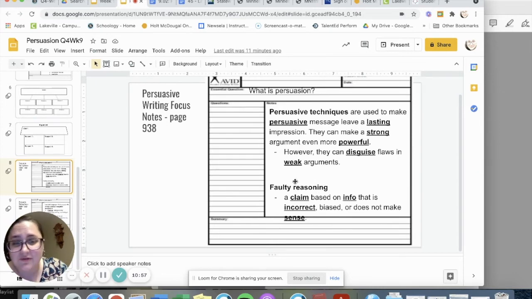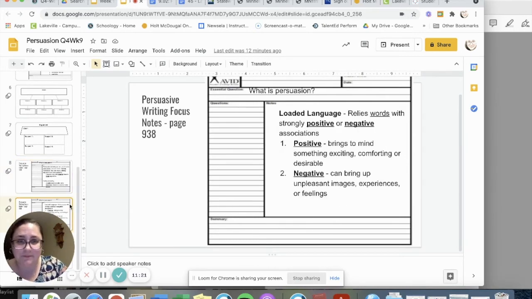So, for example, faulty reasoning. Faulty reasoning is a claim based on info that is incorrect, it is biased, or it doesn't make sense. Okay, so faulty reasoning is someone coming up with a claim and then giving a bunch of evidence that isn't actually based in fact. That's faulty reasoning, and it's definitely not a way to support your point.